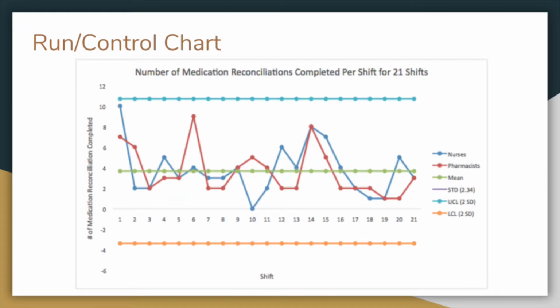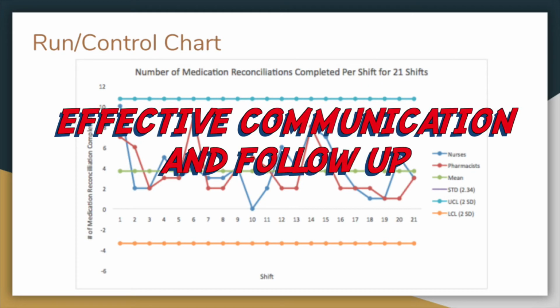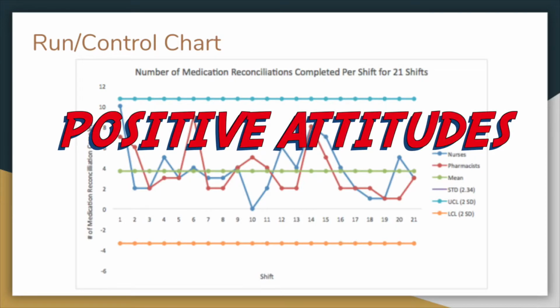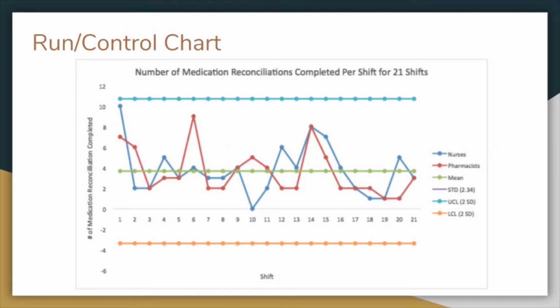In this project, a run control chart was used to evaluate different variations of data points over time to give a comprehensive picture of a single variable. In this case, data was collected to examine the efficiency of medication reconciliation done per shift between nurses and pharmacists in the hospital setting. In summary, we recognize that key ingredients for successful medication reconciliation during each hospital shift include effective communication and follow-up between nurses and pharmacists, active involvement by management in enforcing policies in both day and night shifts, and positive attitudes by the staff.